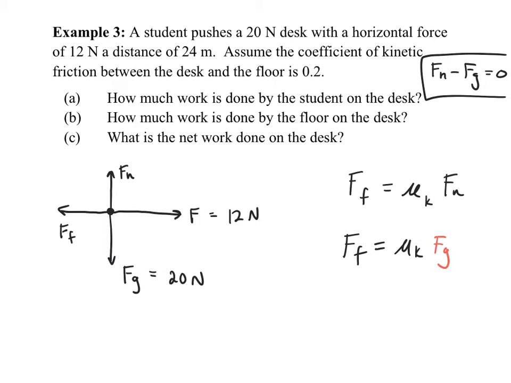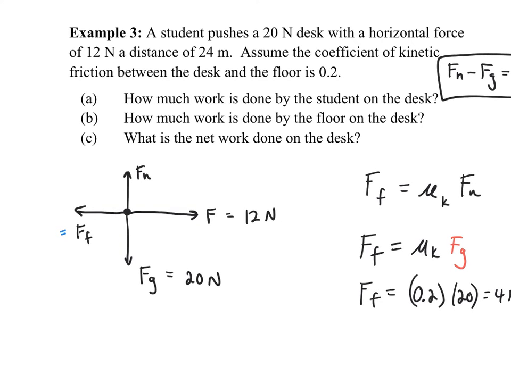In this problem, we know what mu k is. Mu k is given as 0.2, and 0.2 times 20 is equivalent to 4. So my force of friction, turns out, is equal to 4 newtons. Alright, so we've got our force of friction, we've got our applied force.